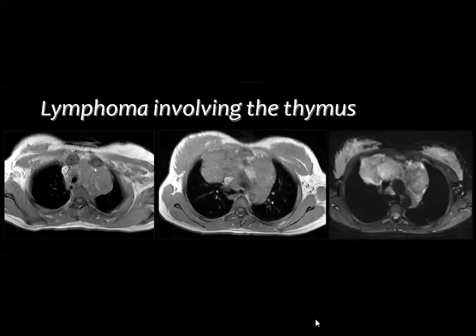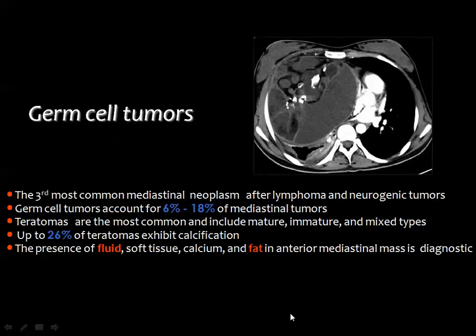And the MRI, and this is T1, and this is T1 post contrast, and this is T2. The mass is big, is located behind the sternum, and this was proved to be lymphoma infiltrating the thymic gland.